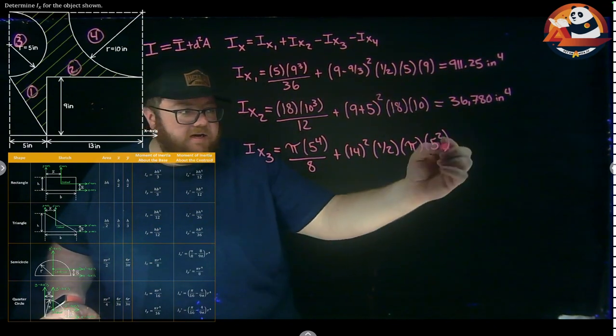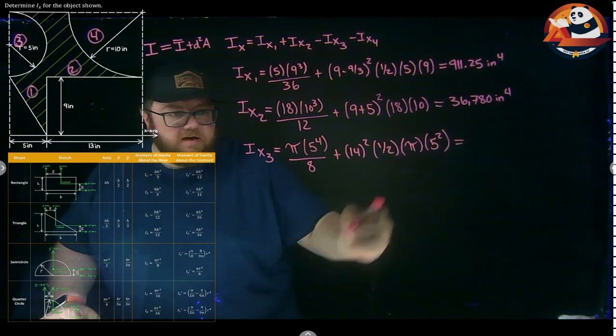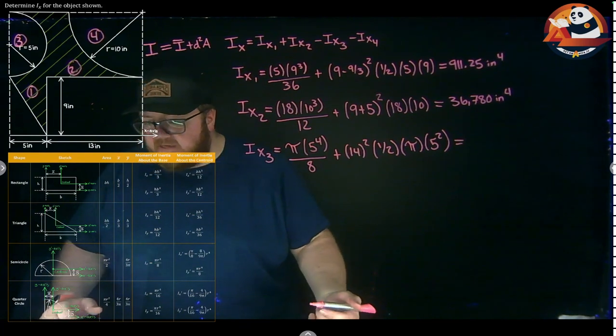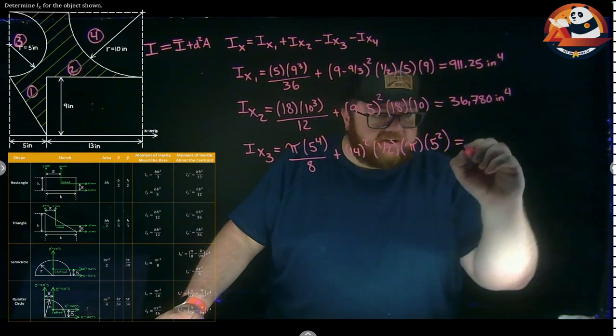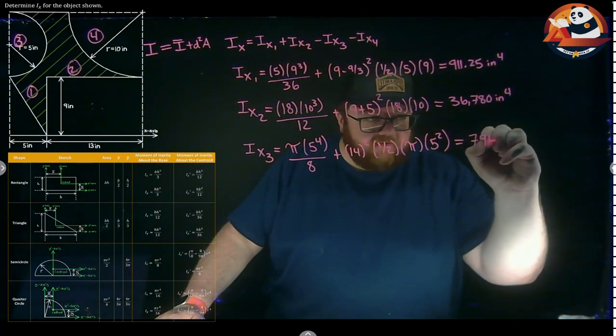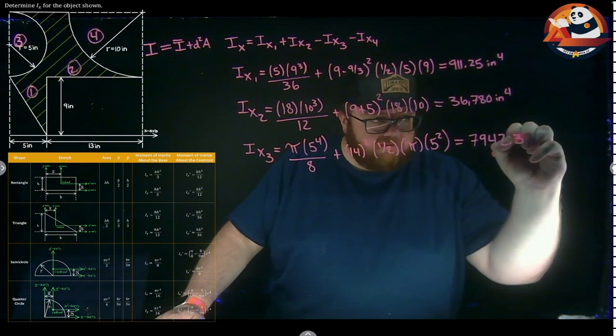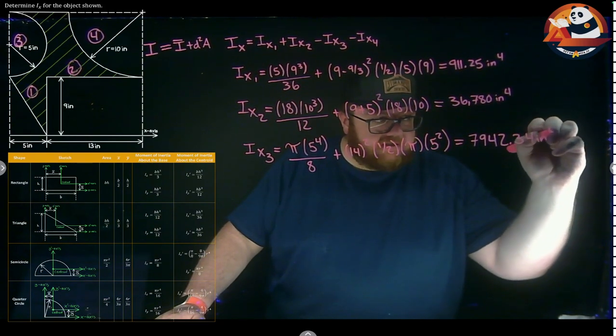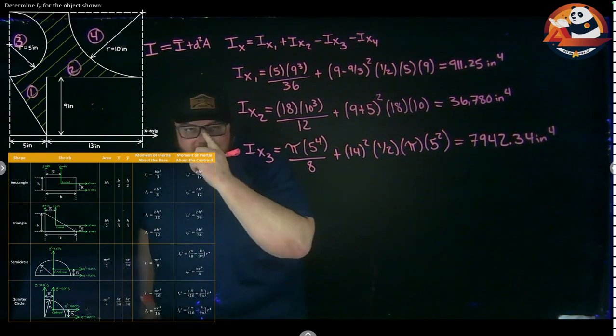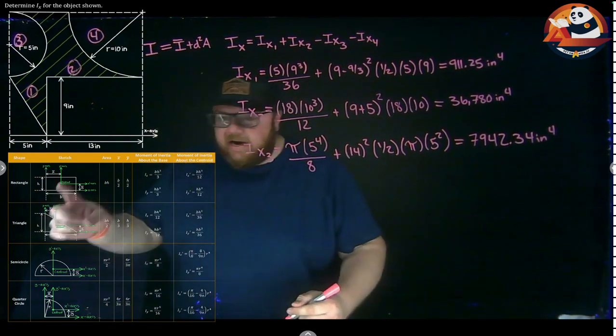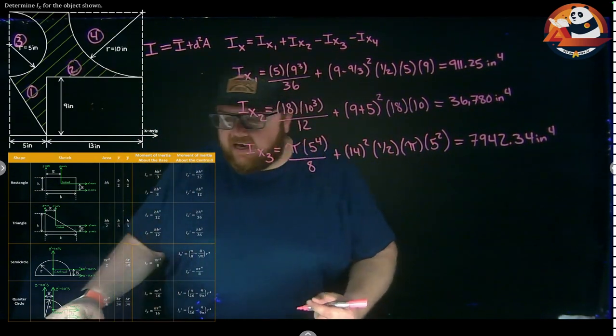Which is going to get me that for shape 3, my Ix, if it was positive, will be 7,942.34 inches to the fourth. And then there's just one last shape to get. I need that quarter circle up at the very top of this.